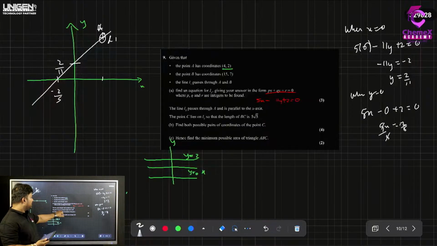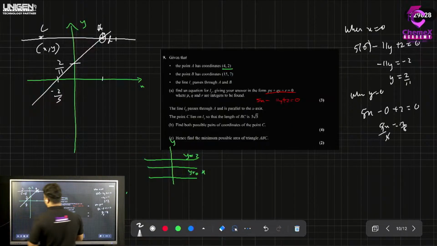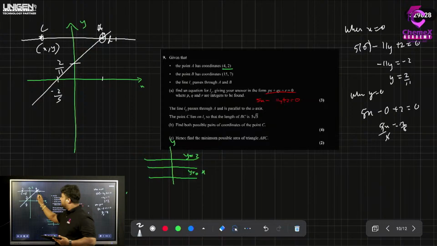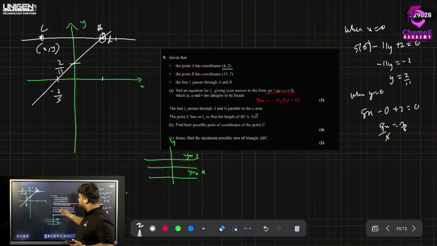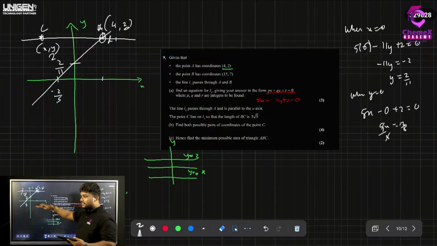So C is a point that lies on L2, so that the length of BC is 5 root. So C is a point which lies on L2. Think of L2 as a line going somewhere here. We don't know where exactly C is, we don't know its x and y. Okay. But we know the y, not x. What is y? y is 2. Why do I say that? Because L2 is parallel to the x-axis and passes through A, whose coordinates are 4 and 2. So it has the same y value. It just goes like this.